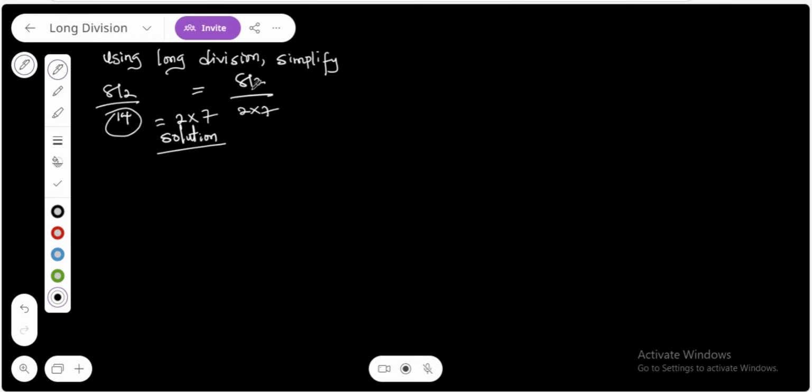Now, what does this mean? This means that I divide 812 first by 2, then whatever result I get, I divide it also by 7. Now, I will attempt to perform this division first using the normal division, then we use the long division method. So we have 812 divided by, of course, 2 first, right?